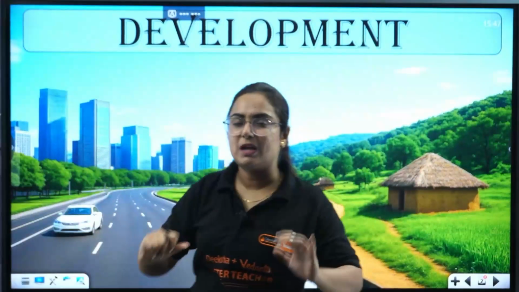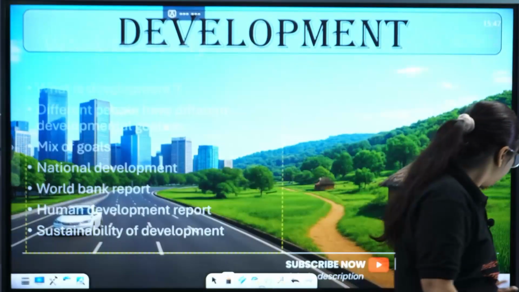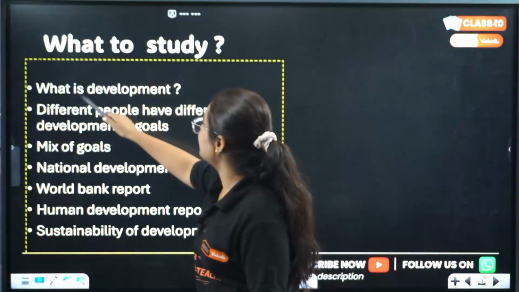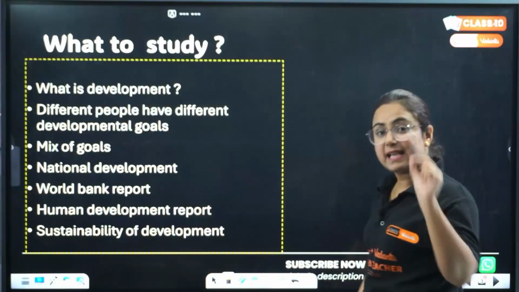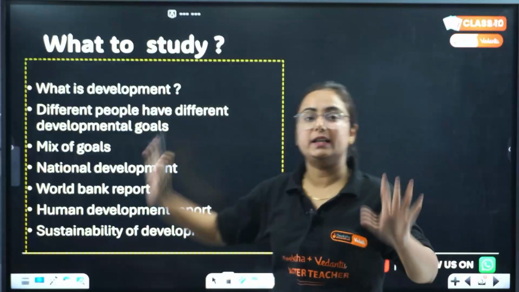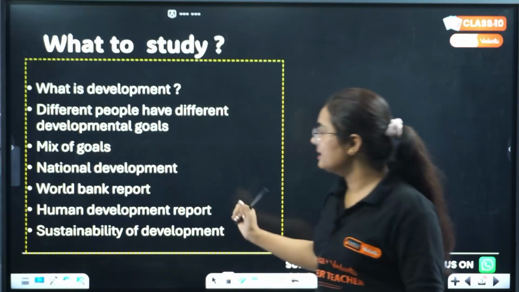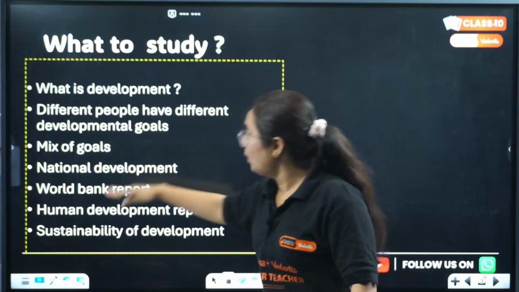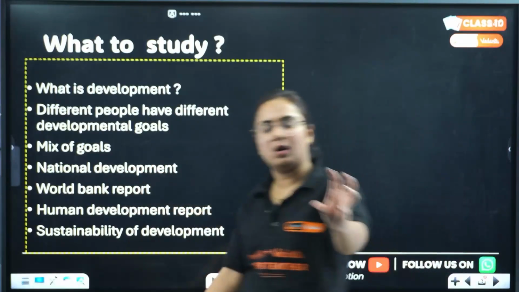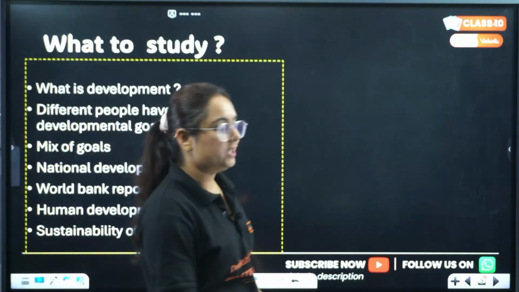Okay, so I hope you understood what the chapter is all about. Let's have a look at what we are going to study today. First of all, we will understand what is development. The second important thing is that different people have different developmental goals, right? The third is mixed goals, national development, the World Bank report, then the Human Development Report, and at last, the very favorite topic of CBSE, that is sustainability of development.